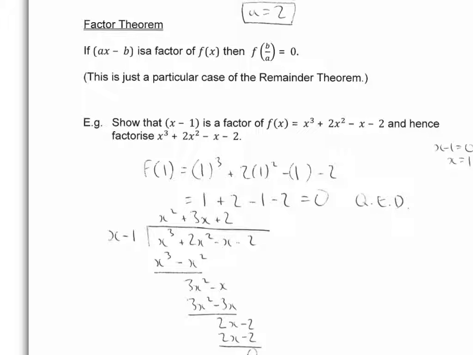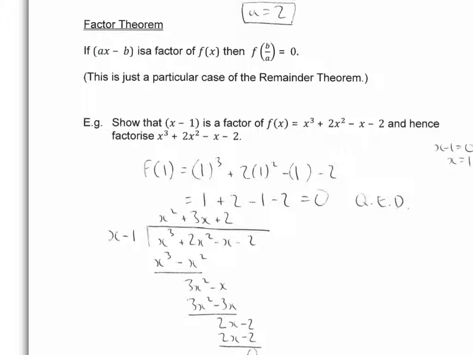So we're now onto the factor theorem. Now this is nothing different. This is just a specific case of the remainder theorem. The remainder theorem lets you work out what the remainder is. If something is a factor, if you're going to divide by something like this thing here and it's a factor, it will give a remainder of 0.